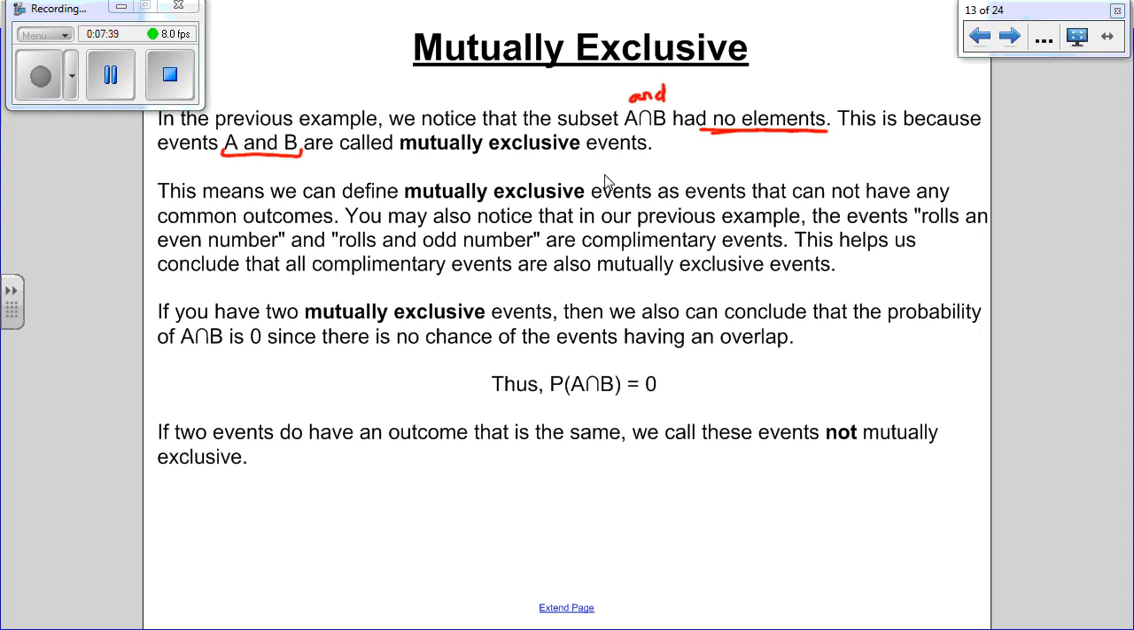So they go through and they talk about it a little bit. This means we can define mutually exclusive events as events that cannot have any common outcomes. There's no way they share something that happens.